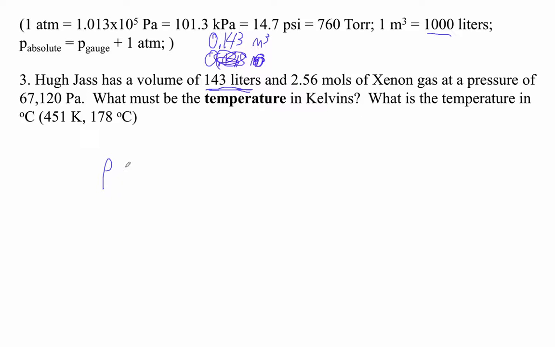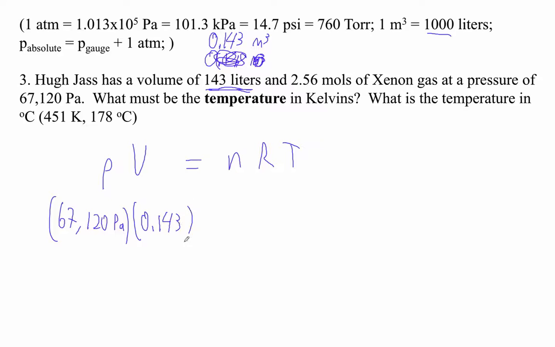Okay. So we're going to go PV is nRT. Our pressure is, I guess, absolute, right? So 67,120 pascals. A little less than atmospheric pressure. Our volume is 0.143. Our moles are 2.56. Our R is 8.31. And then the temperature we get will be in kelvins, right?